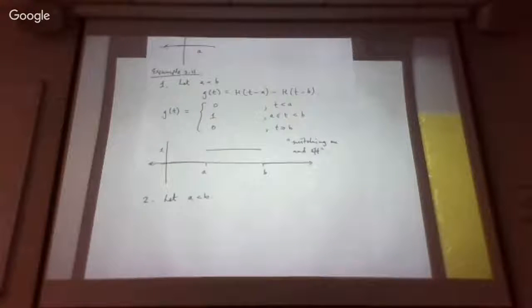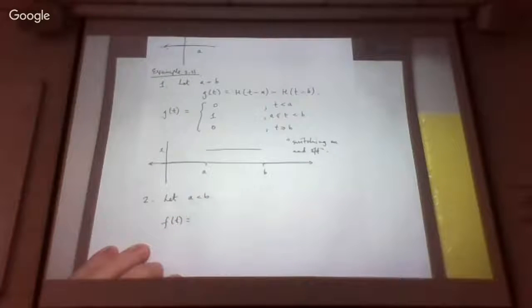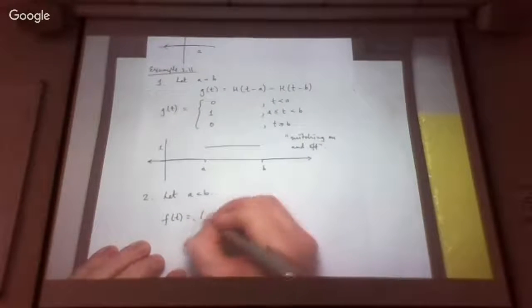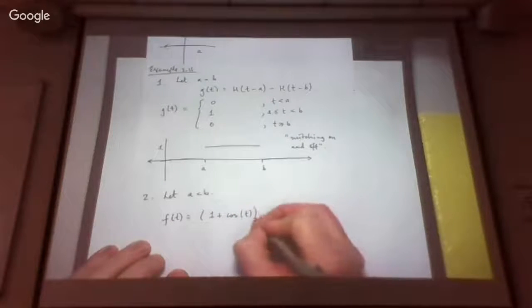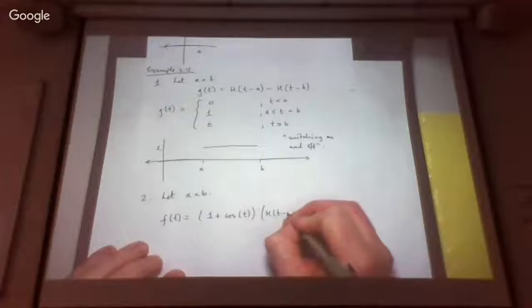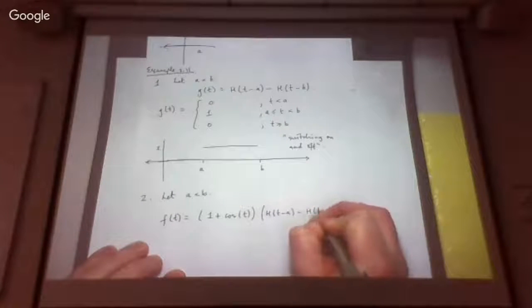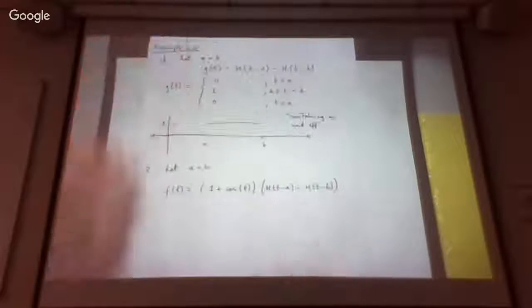The next example looks at this function, f of t, which is defined as 1 plus cosine of t times, again, this construction, h of t minus a minus h of t minus b.